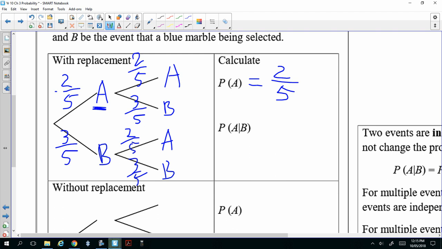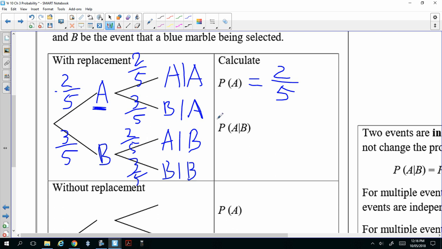Now, this is not just A, it's A given A. It means I'm getting a red marble given the first marble is red. This is getting a blue marble given the first marble is red. This is getting a red marble after the first marble is blue. And the last one is a blue marble given the first marble is blue. That's conditional probability.